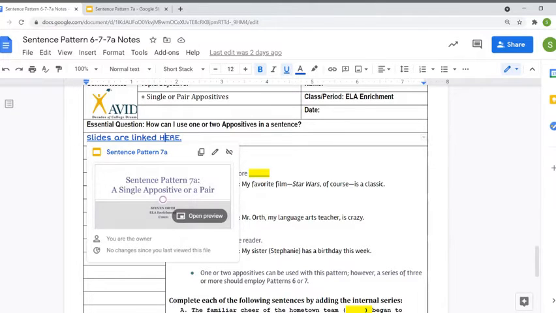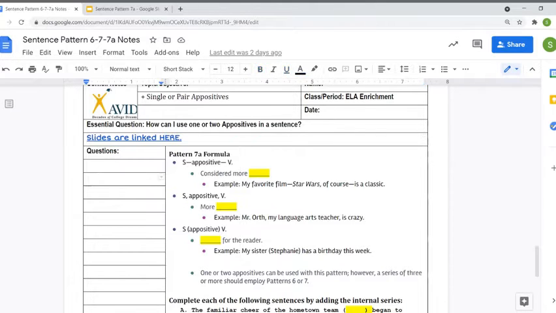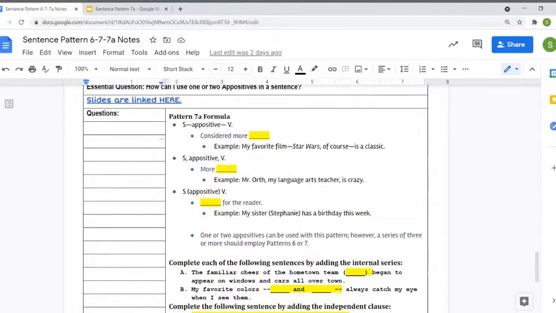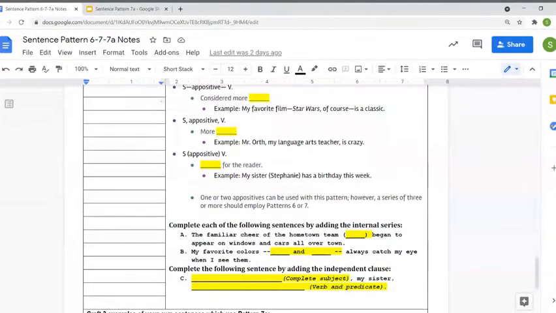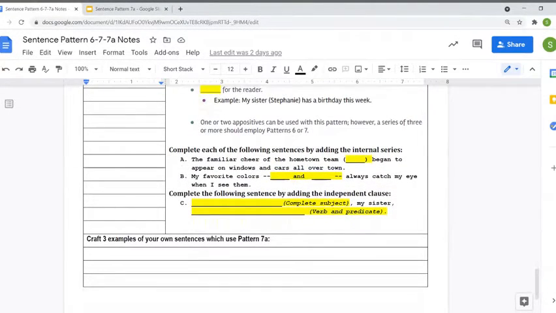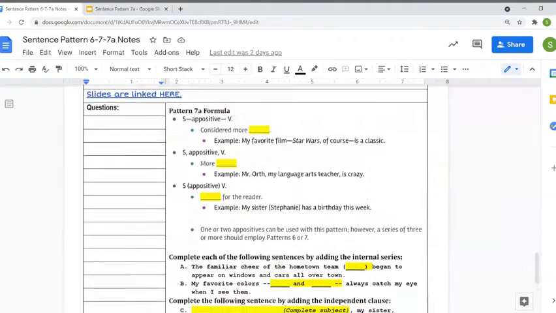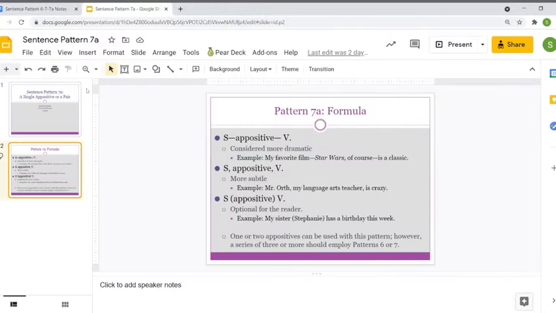Today we're going to be looking at sentence pattern 7a. So again, we're looking at our pattern here. We're looking at the use of appositives, filling in your notes, looking at some practice where you're filling in some blanks for other people's sentences, and then using that pattern to create your own sentences. Let's look at the slides.